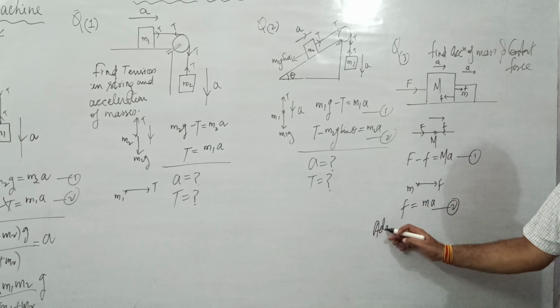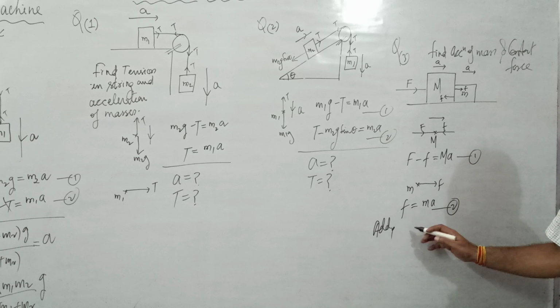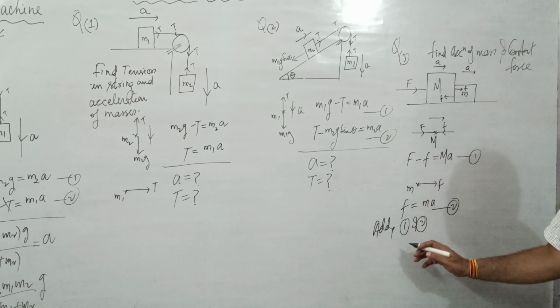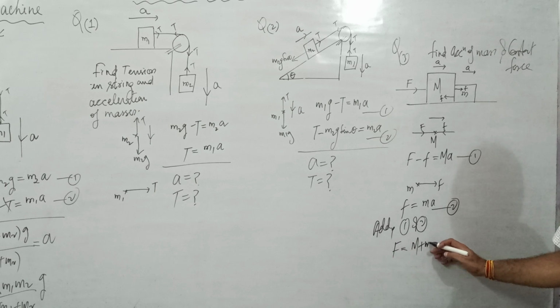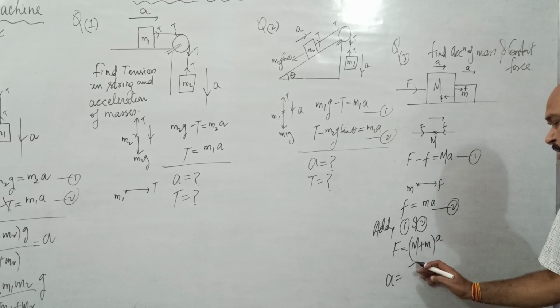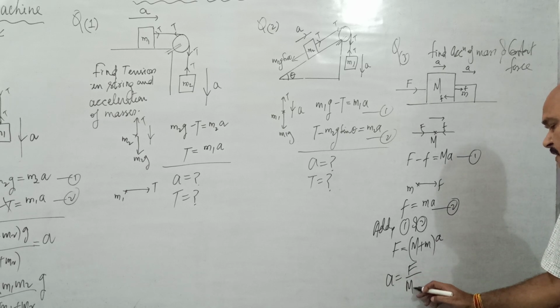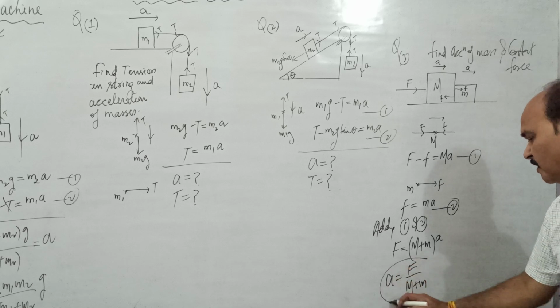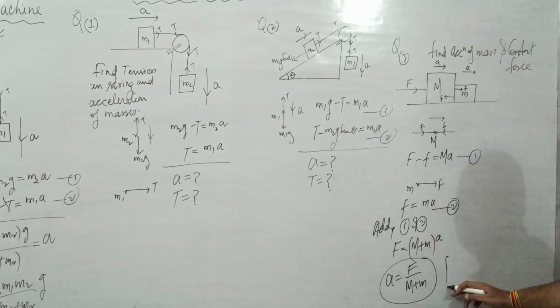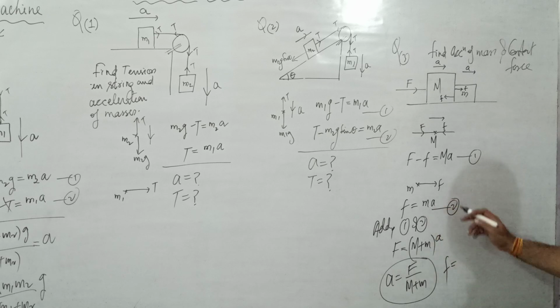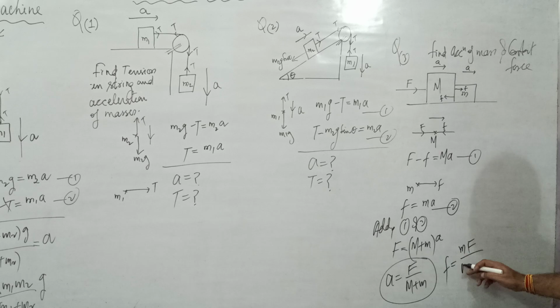Adding 1 and 2, what do we get? The small f cancels out, we get F is equal to M plus m times A. That means A is going to be F upon M plus m. What is the contact force? Contact force small f is equal to m times A. A is F upon M plus m.